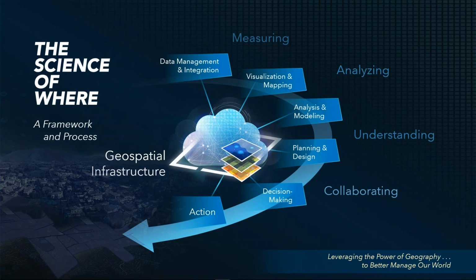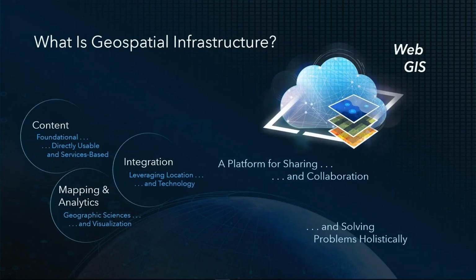GIS is also starting to be used in the planning and design phases, as well as allowing organizations to take action in the decision-making process for new network projects. And in order to support all of these new applications of GIS, new geospatial infrastructure has emerged. So, what is this geospatial infrastructure?